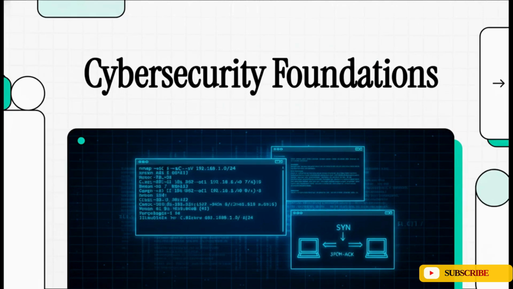Today, we are putting on our ethical hacker hats to really dig into one of the most crucial skills in all of cybersecurity, network scanning. This is the bedrock, the absolute foundation for seeing a network the way a security pro does.